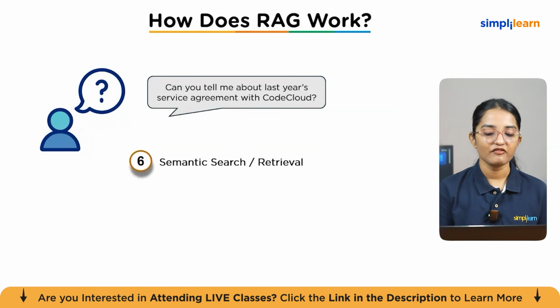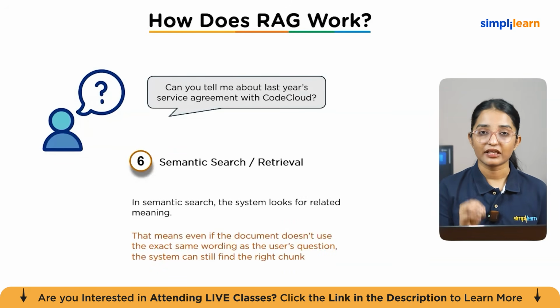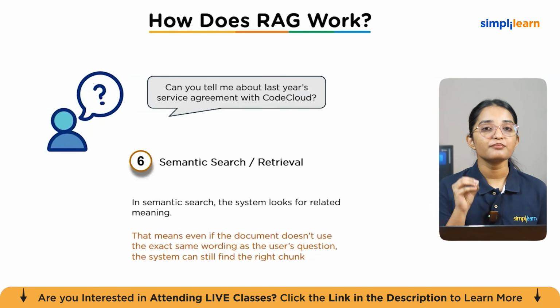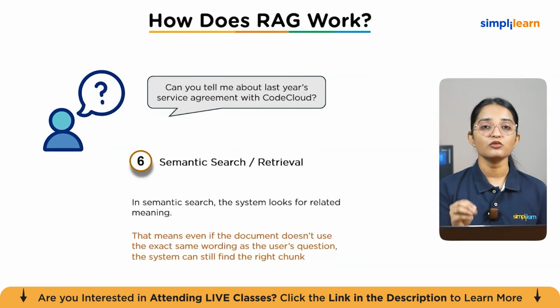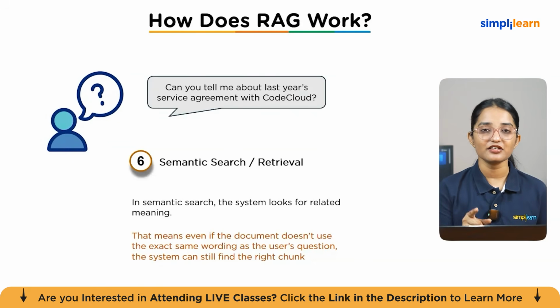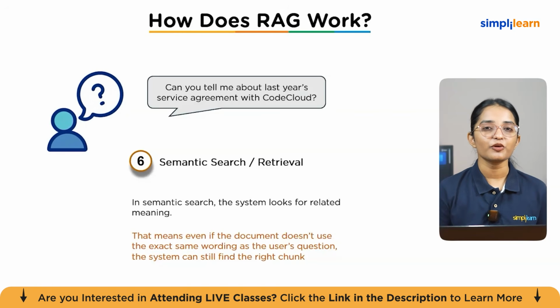Next is the sixth step, which is semantic search or retrieval. The system searches the vector database to find chunks whose meaning is closest to the question. This is called semantic search. This is different from keyword search. In keyword search, the system looks for exact matches. In semantic search, the system looks for related meaning. That means even if the document doesn't use the exact same wording as the user's question, the system can still find the right chunk. This is one of the biggest strengths of RAG.